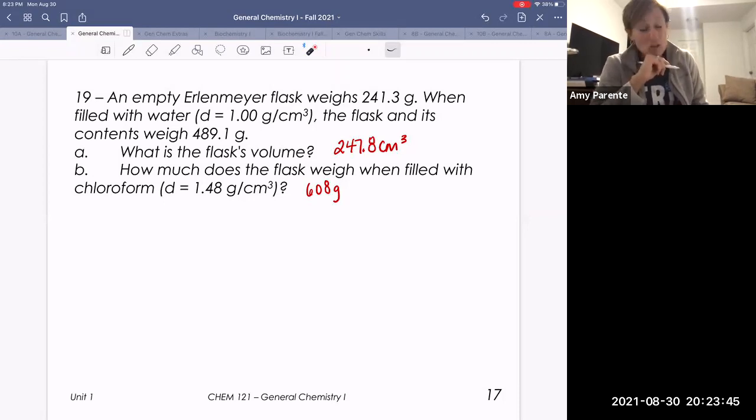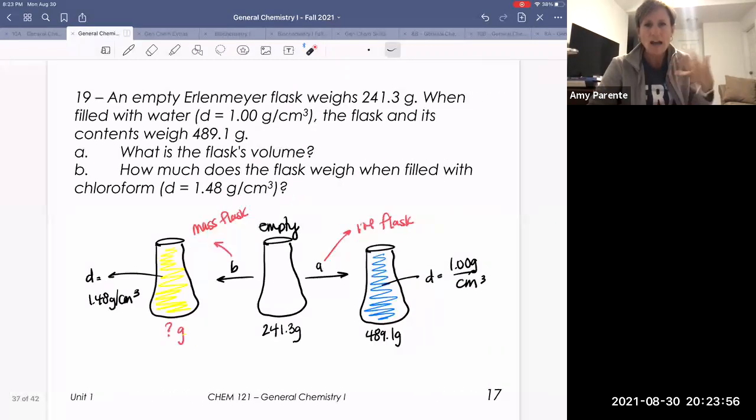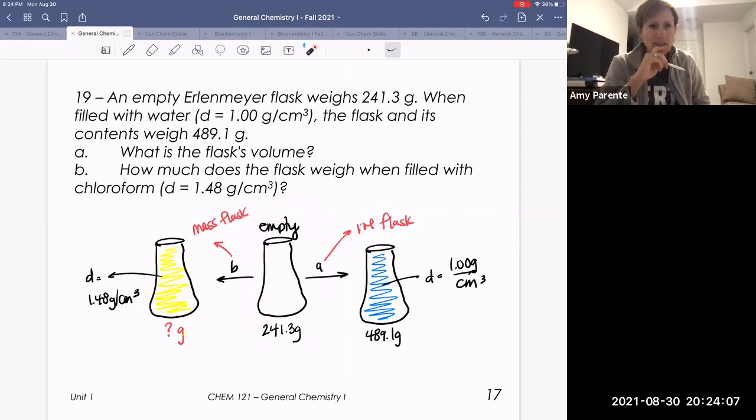This problem is telling us that we've got an empty Erlenmeyer flask. It tells us what it weighs. Let me look at my key here and show you the next page, because sometimes drawing a picture can be really helpful. We have the same information here, but I drew a picture. It says we've got an empty Erlenmeyer flask and it weighs 241.3 grams. When I fill it with water, I'm going to fill this all the way up, and now the flask weighs this much.